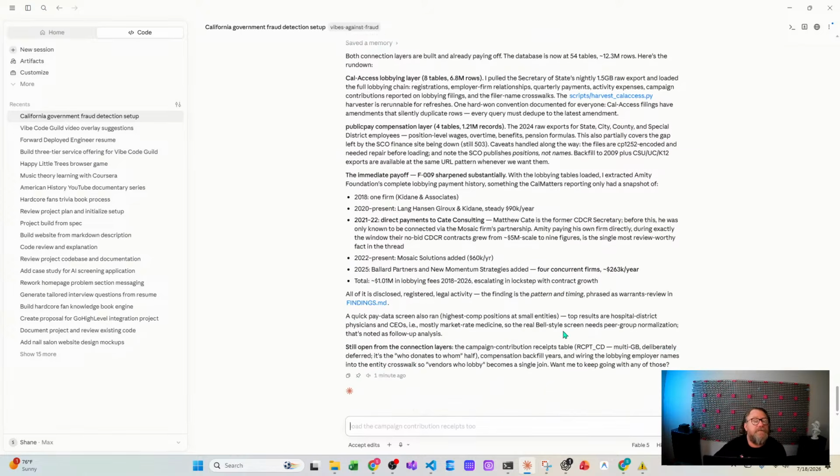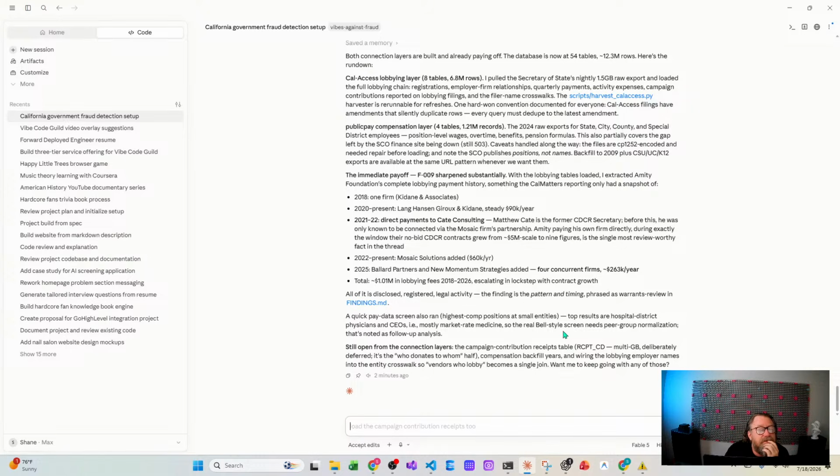The immediate payoff: finding 9 sharpened substantially. With the lobbying tables I loaded, I extracted Amity Foundation's complete lobbying payment history, something the CalMatters reporting only had a snapshot of. All right, I'm not looking yet. What do we find? Direct payments to Kate Consulting. Matthew Kate is the former CDCR secretary. Before this, he was only known to be connected via Mosaic Firm's partnership, Amity paying his own firm directly, during exactly the window their no-bid CCR contracts grew from 5 million to 9 figures. Is the single most review-worthy fact in this thread. Let's go.